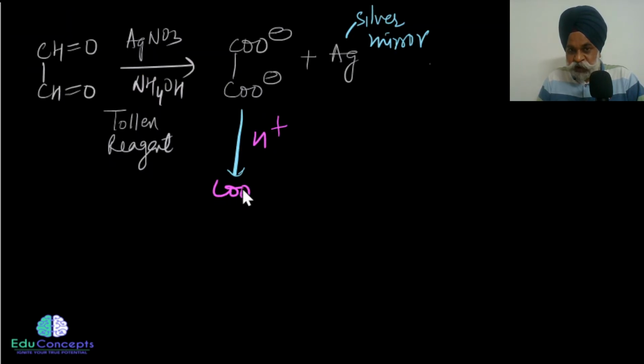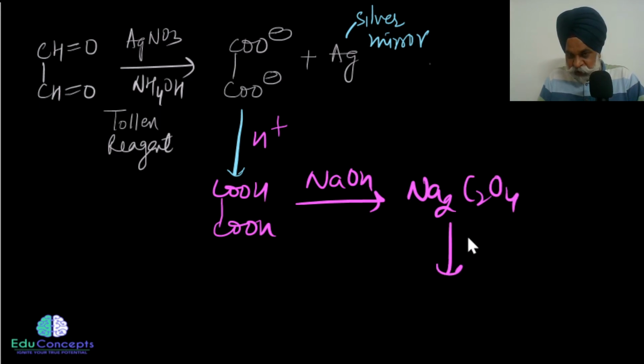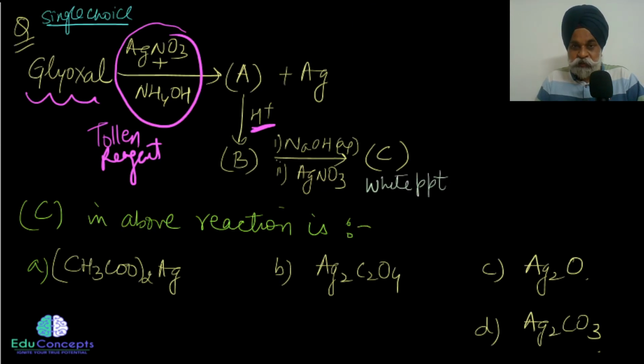So we then would treat it with H positive. It would give you oxalic acid, and oxalic acid is treated with NaOH. So it would give you sodium oxalate. Sodium oxalate is being put into AgNO3. It would give you silver oxalate. So the answer to this question had been silver oxalate. That is B option. So this is white precipitate. This is what is being asked by this particular problem. Now coming on to the next question.